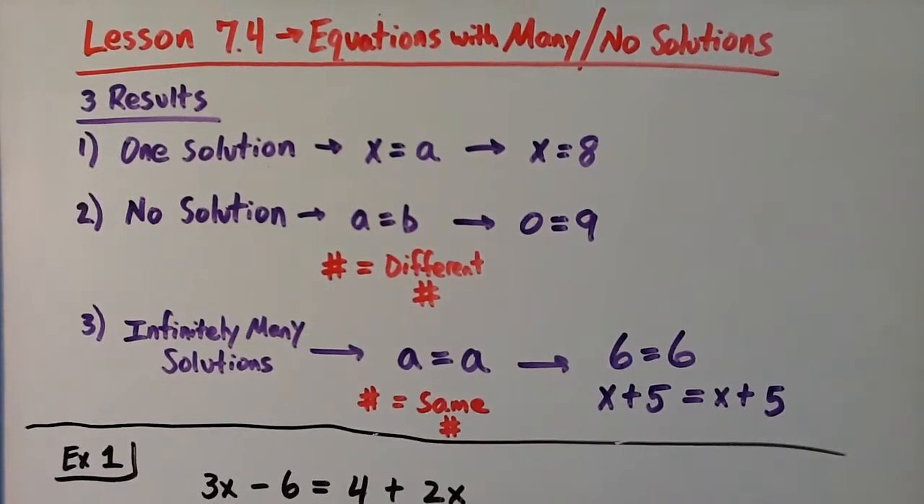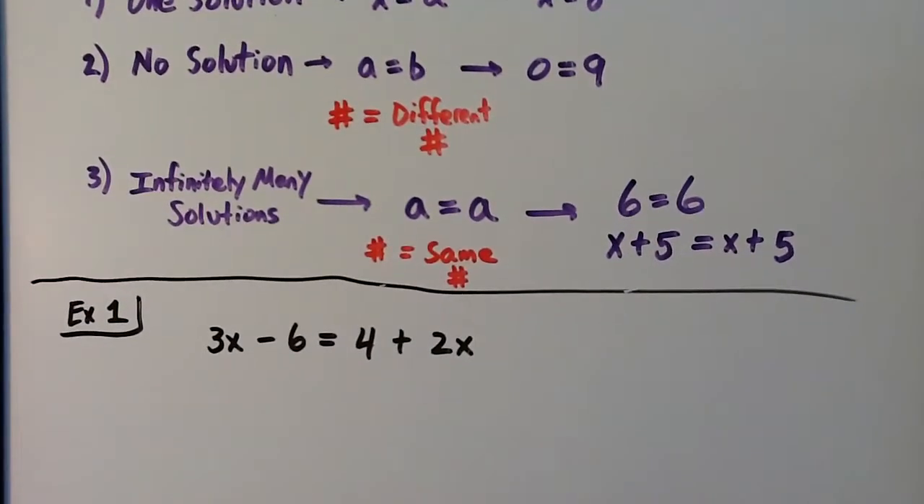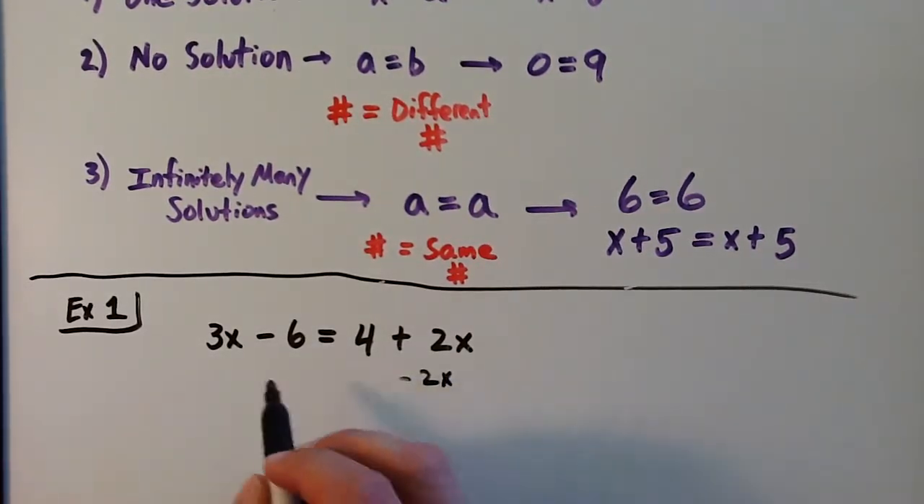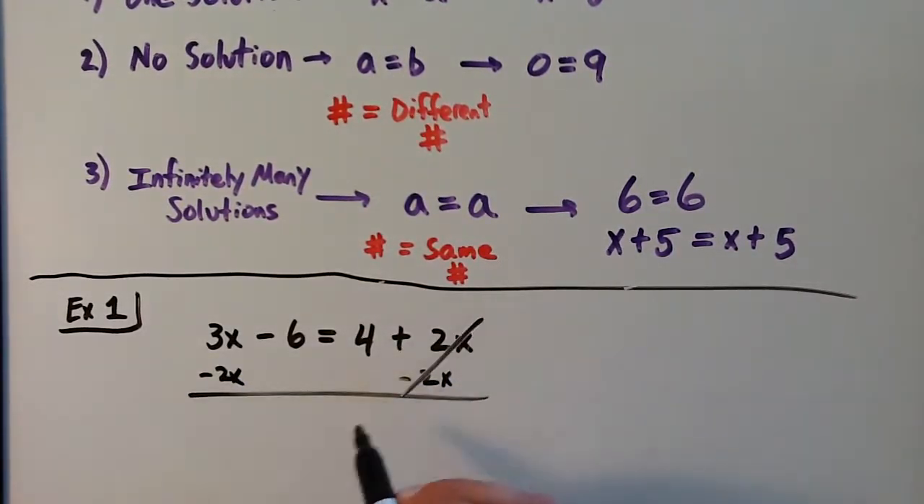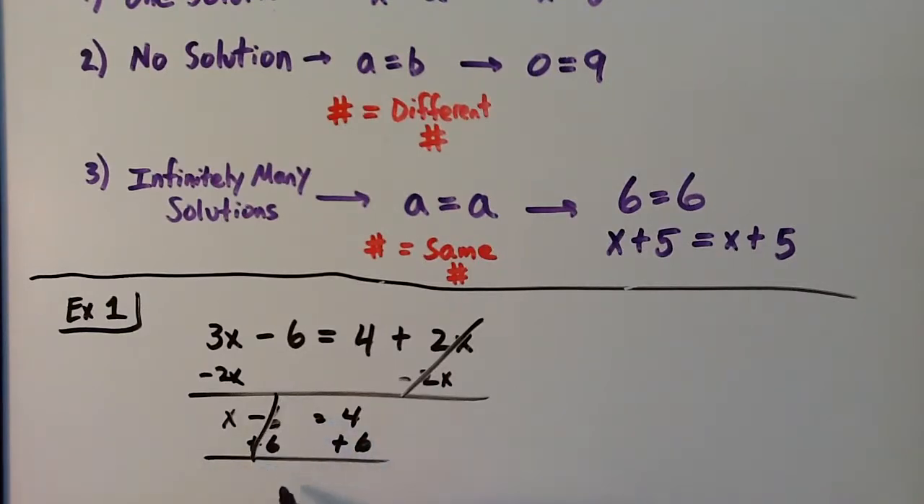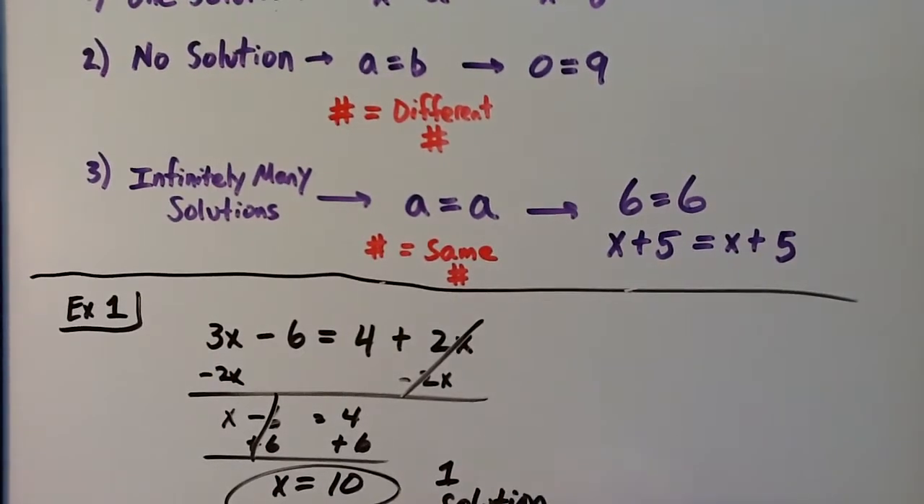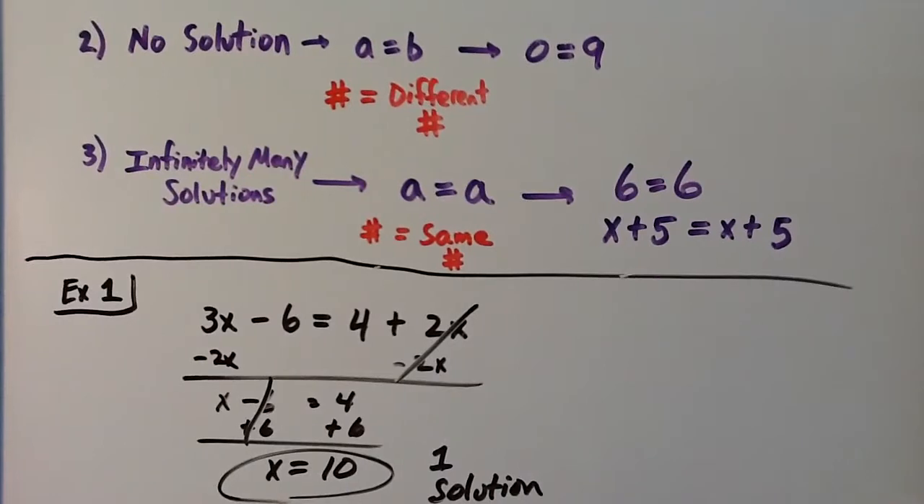Let's look at three examples, one of each of the possible results. So in example 1 here, if I get my variable on the same side by subtracting 2x, so those two x's cancel, I have x minus 6 equals 4. Get my numbers on the other side by adding 6, I would get x equals 10. And so as you can see here, the variable x is equal to a number, 10. And so this tells us there is one solution to this equation, and that solution is the number 10.